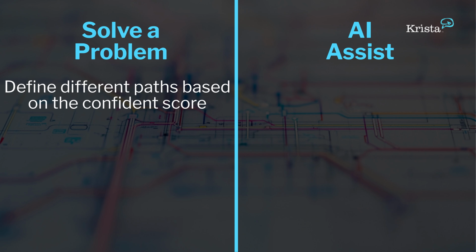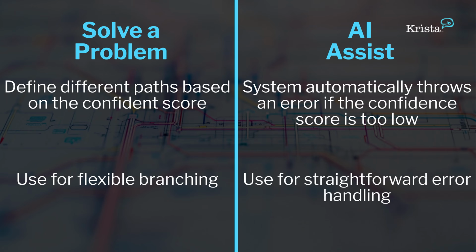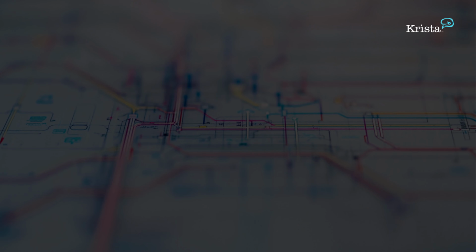With Manage Info AI Assist, the system automatically throws an error if the confidence score is too low, keeping your data accurate without any additional logic needed. So depending on your use case, whether you need flexible branching or straightforward error handling, you now have the right tool available for the job.